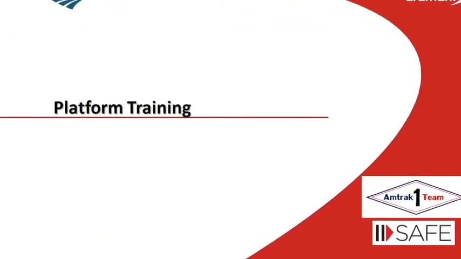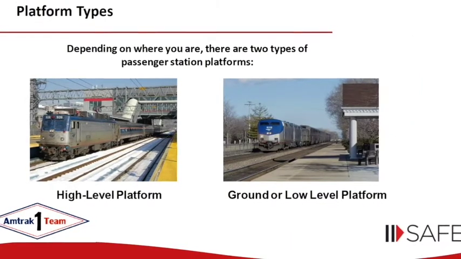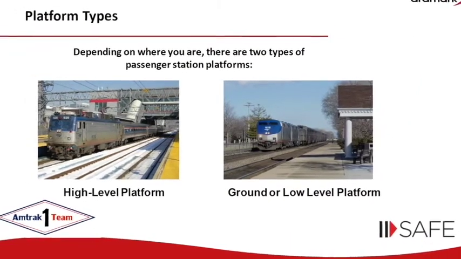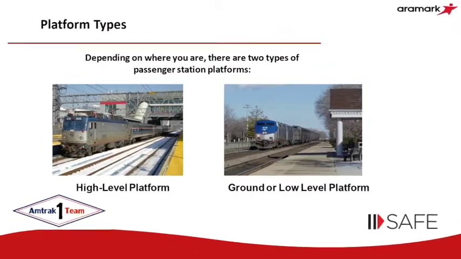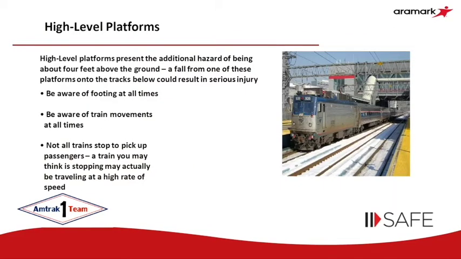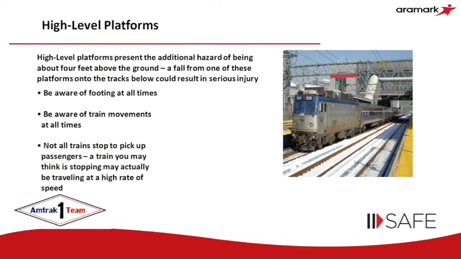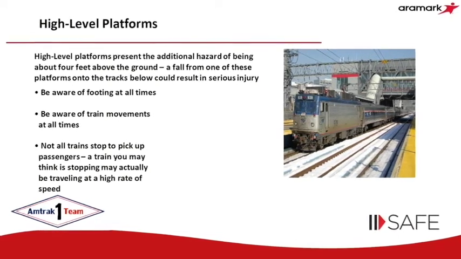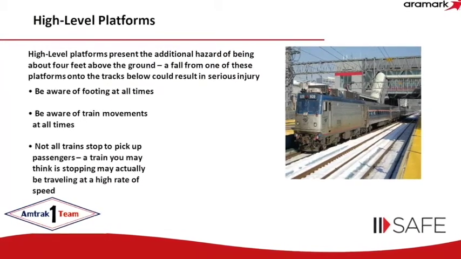Platform training. Platform types. Depending on where you are, there are two types of passenger station platforms: high-level platforms and ground or low-level platforms. High-level platforms present an additional hazard of being about 4 feet above the ground. A fall from one of these platforms onto the tracks below could result in a serious injury.